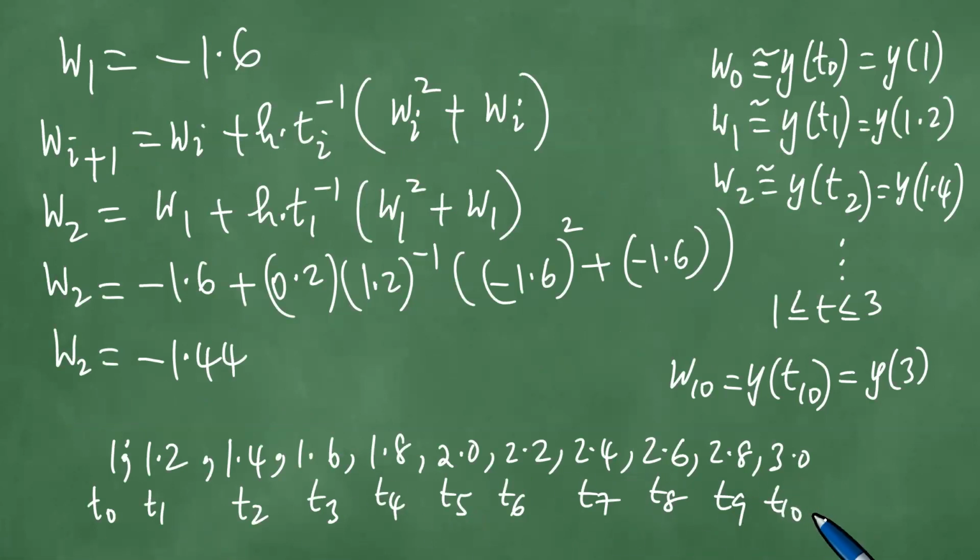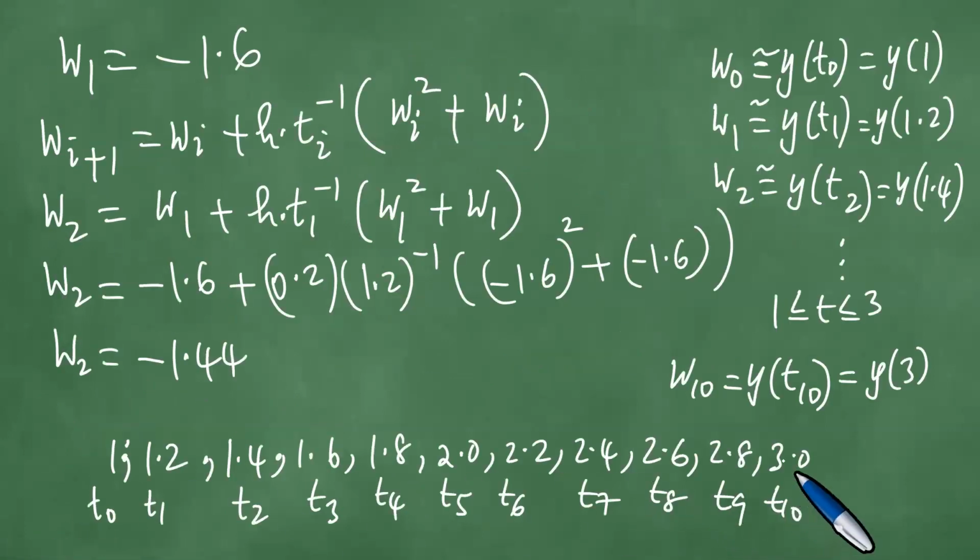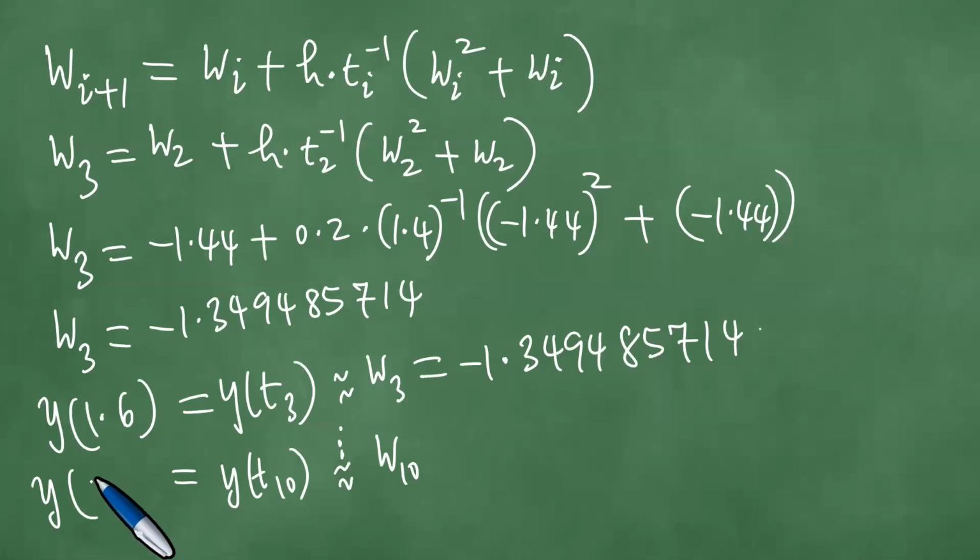W10, which is at T10. W10 is y at T10, which is y at, what is y at T10? 30. So what is this one here? We don't know yet, because we would have to do W9; for us to do W3, we need W2 and so on. Okay, the idea is clear.